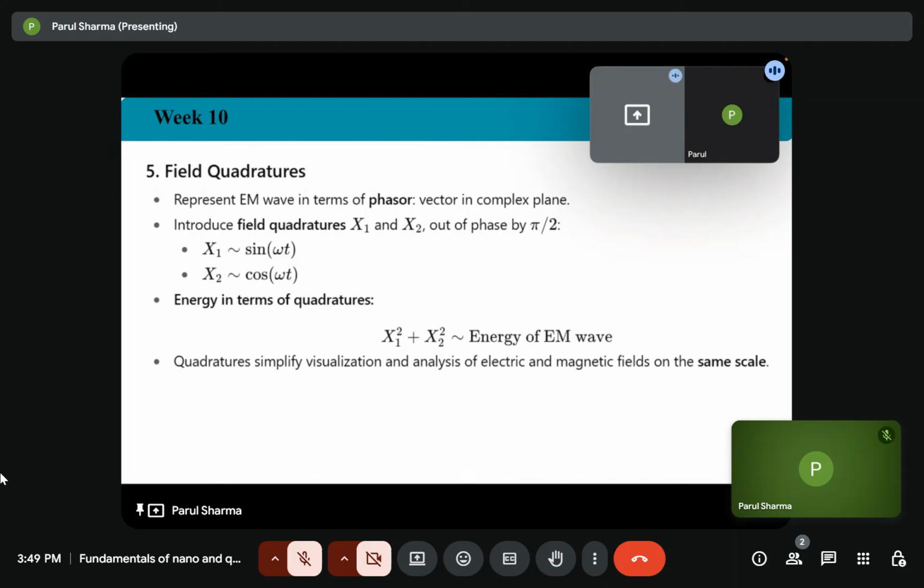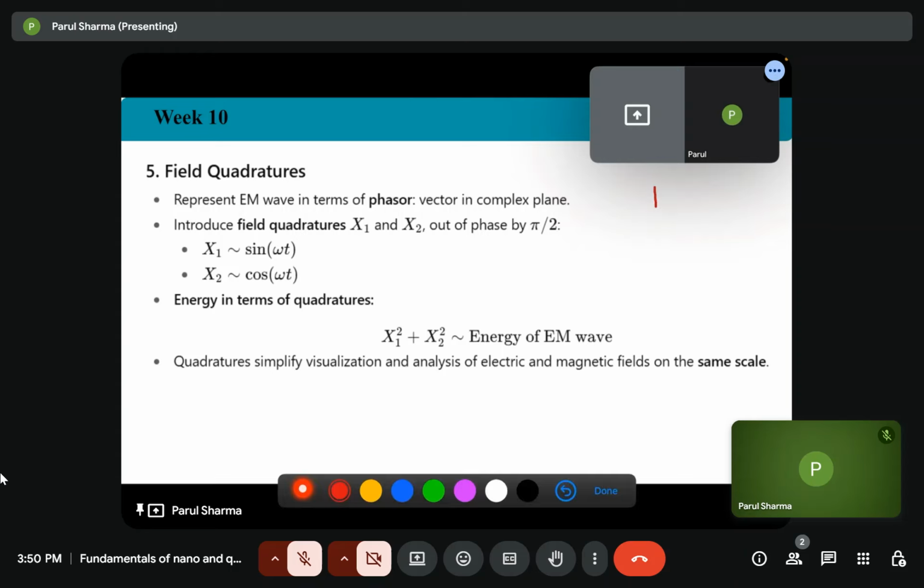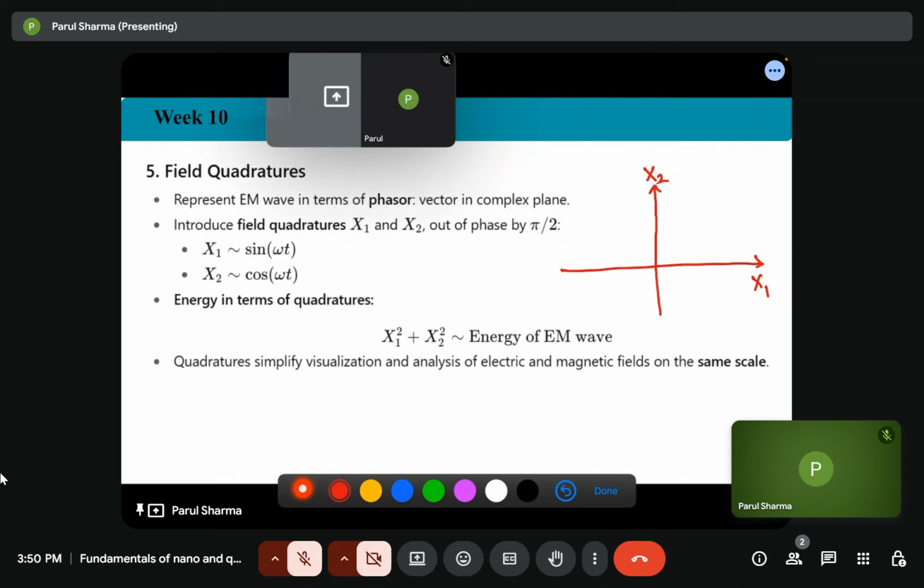So since x1 is sin omega t and x2 is cos omega t, just like we were representing the real and imaginary parts, we will represent x1 and x2.